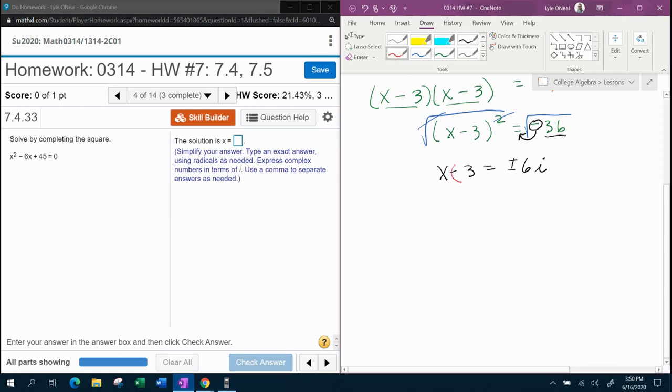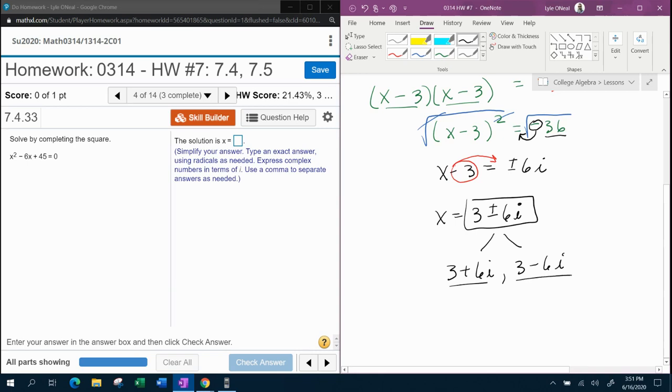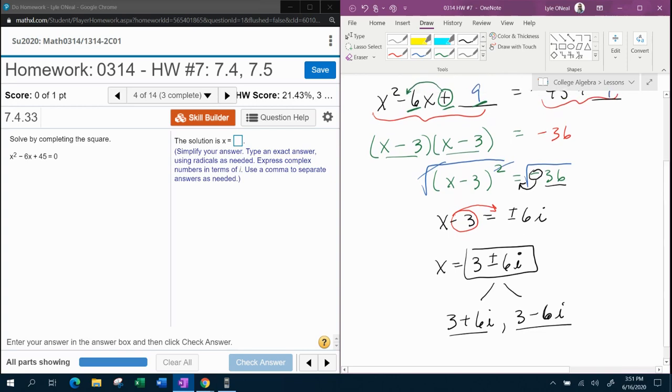And then one more step and we're done. Bringing the negative 3 over to get the x by itself, that's going to give me positive 3 plus or minus 6i. And you can either leave the result like that, or you can split it up into your two answers as 3 plus 6i and 3 minus 6i. But remember, every quadratic has two solutions, and there they are. It just so happens that this time the solutions are complex.